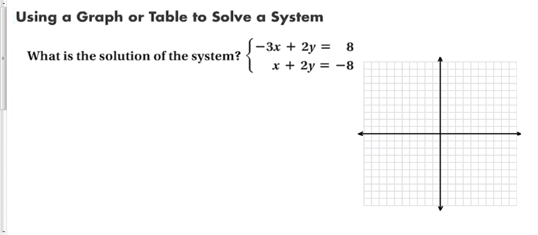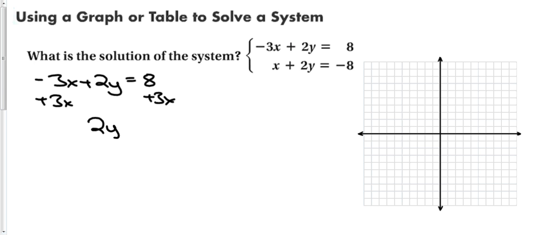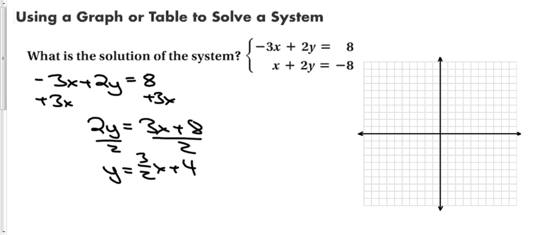So first, if I want to solve this with a graph, the best way to graph these 2 lines is using slope-intercept form. So let me write my first equation, negative 3x plus 2y is equal to 8. Let me change this to slope-intercept form. I'm going to add 3x to both sides. And so I'm left with 2y is equal to 3x plus 8. And I'm going to divide by 2. Remember, I have to divide everything by 2. So y is going to be equal to 3 over 2 x plus 4.